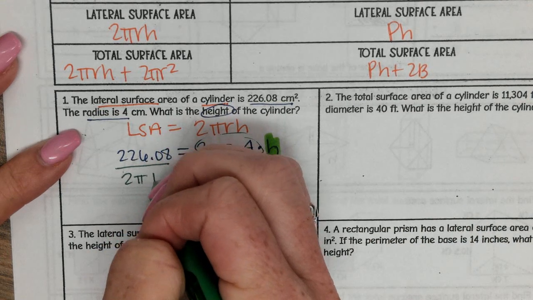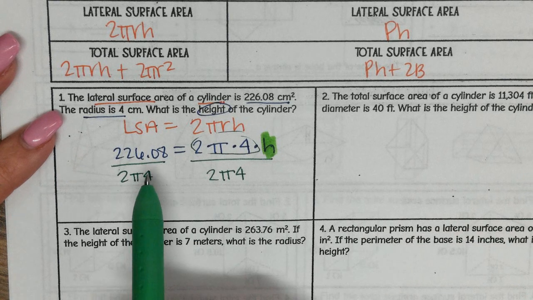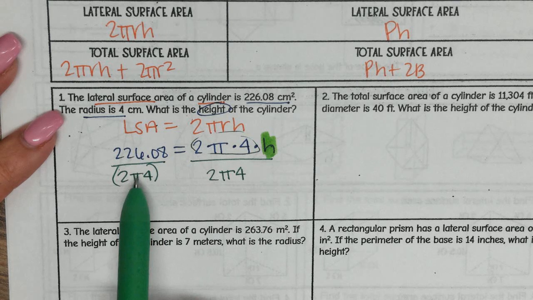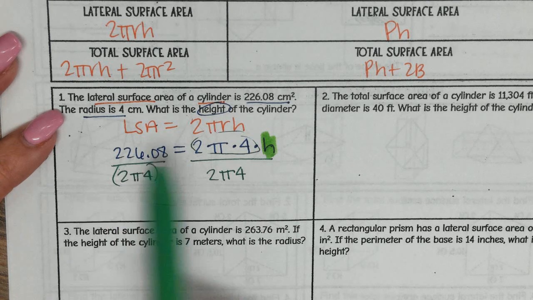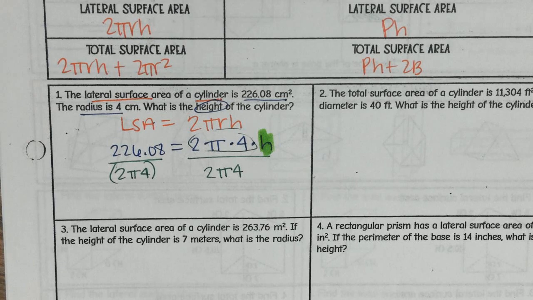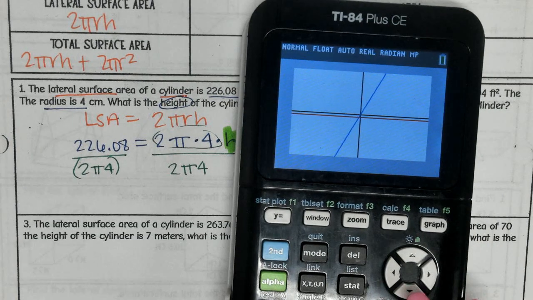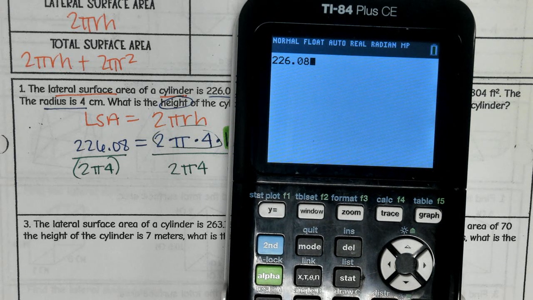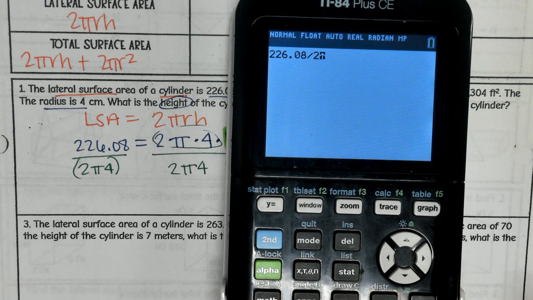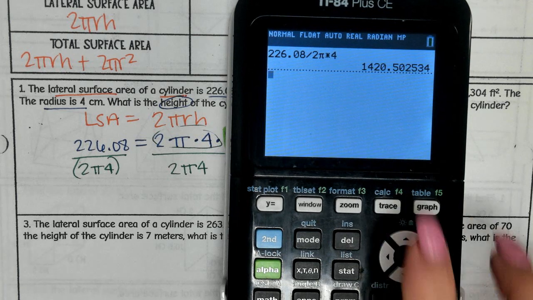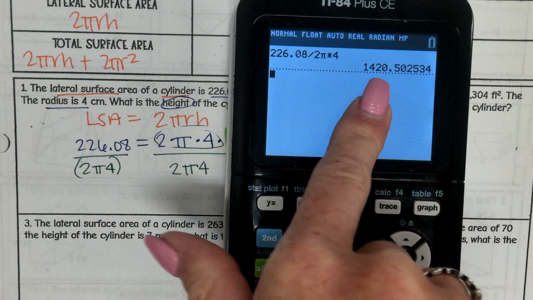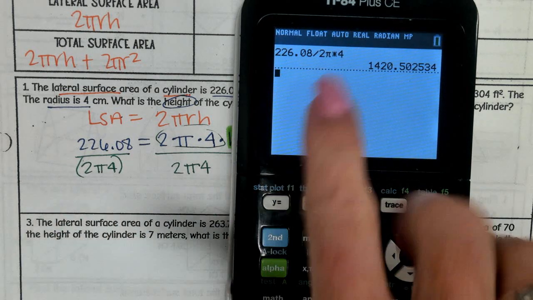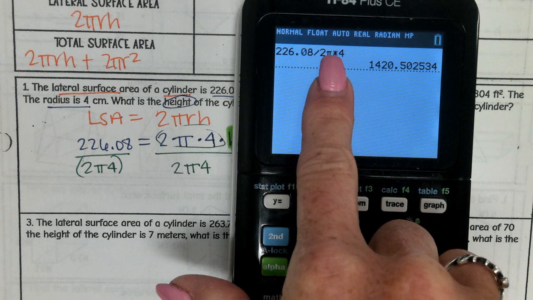So 2 pi 4. Now, in the calculator, you do have to put these in parentheses because you're basically going to tell the calculator that you're going to solve these first and then divide. So let me get my calculator and I'll show y'all that. I just want to show y'all, if I don't put it in parentheses, it's not going to give me the answer. So if I hit 2 pi times 4, there's no way that the height is 1,420 when the answer is only 226. Like, that doesn't even logically make sense.